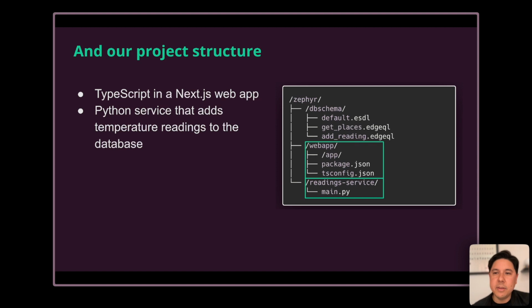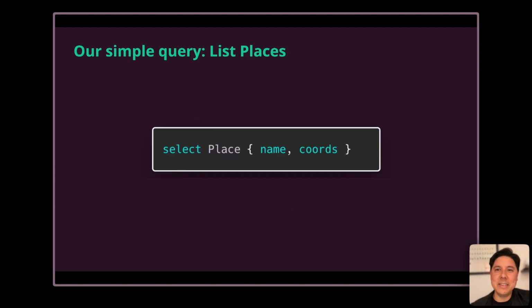Note the highlighted files here. Each one contains a single EdgeQL query that the generator will turn into a function in our target language. Let's look at a very simple one, a query that lists the name and coordinates of all of our places. All right, easy enough. We select the place and its name and coordinates. Nice.